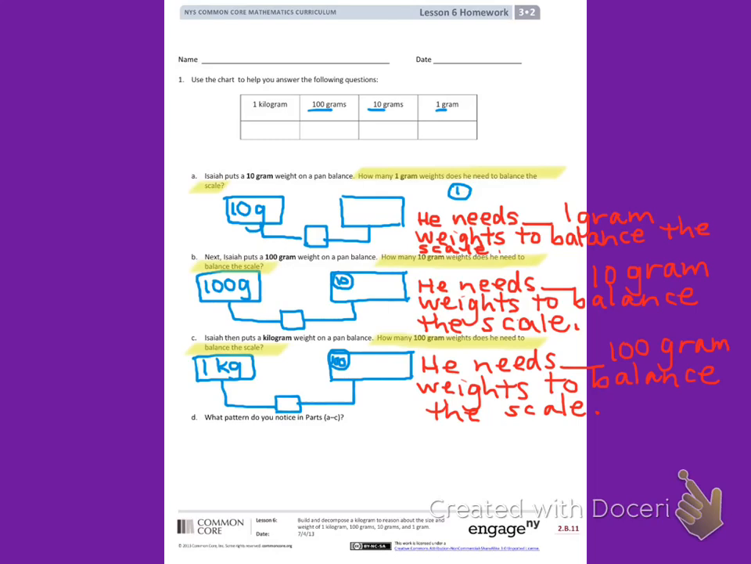And finally, item D says, what pattern do you notice in parts A through C? Because I didn't tell you what the answers were for items A through C, I can't even begin to comment on that. The one thing I can tell you is don't forget to answer in words. The question is, what pattern do you notice in parts A through C?